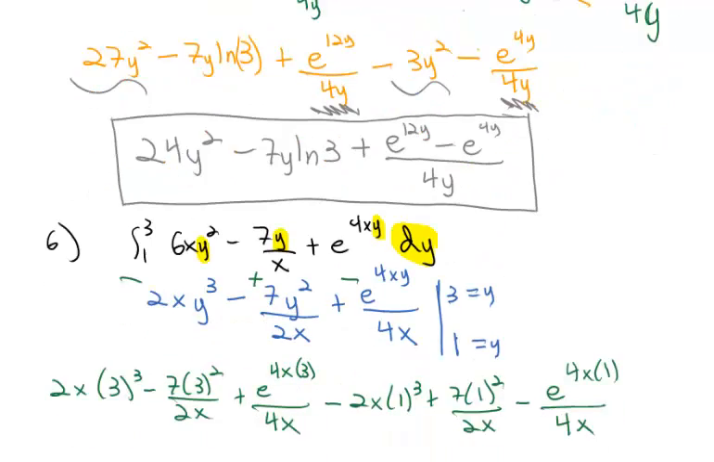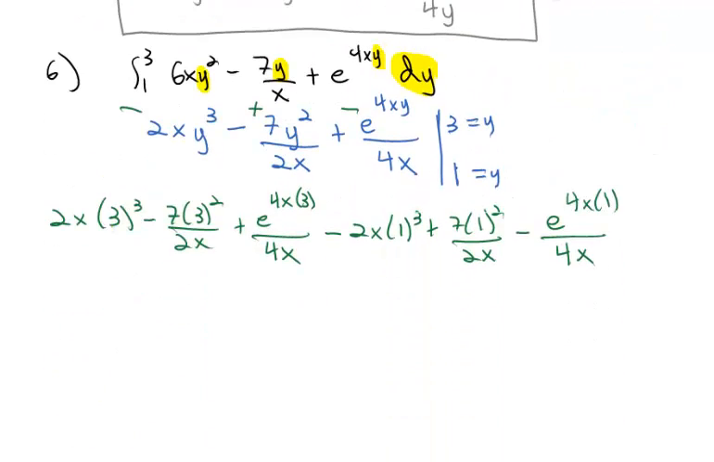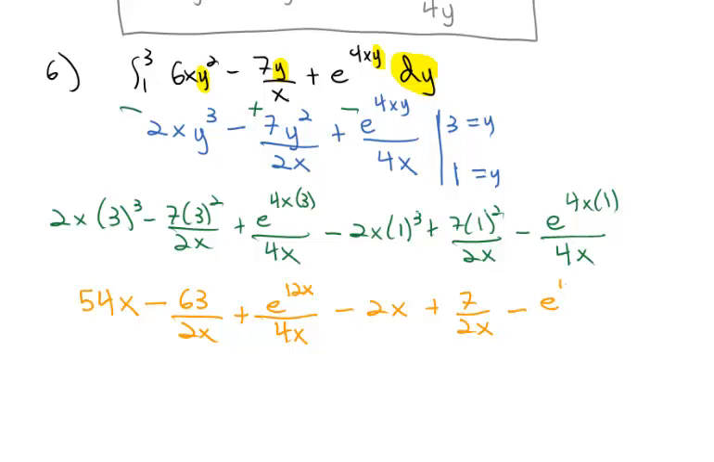And let's clean up this problem. 3 cubed is 27. 27 times 2 is 54x. Minus 3 squared is 9. 9 times 7 is 63 over 2x. Plus e to the 3 times 4 is 12x over 4x. Minus 2x plus 7 over 2x. Minus e to the 4x over 4x.